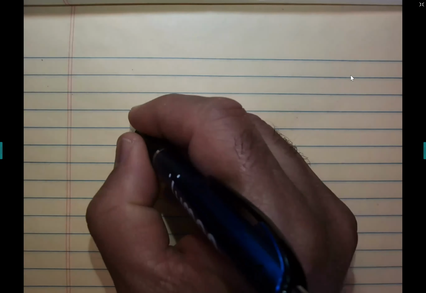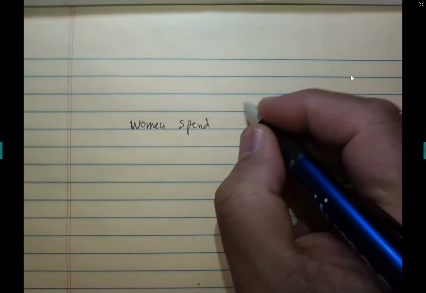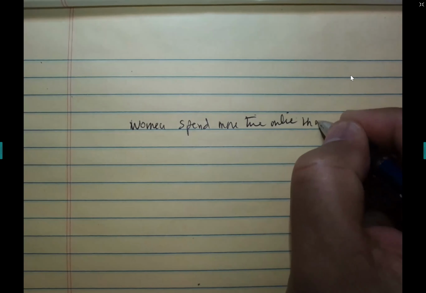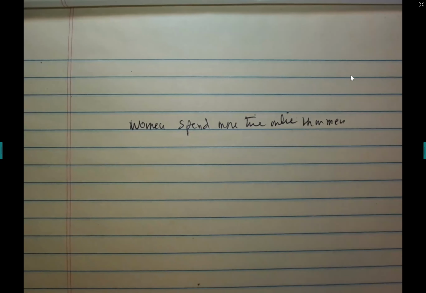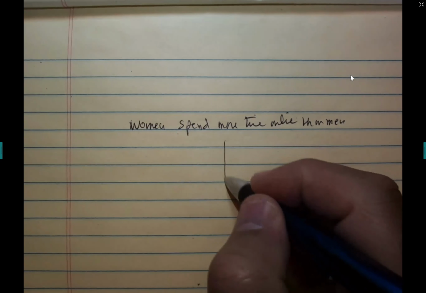Okay. So guys, let me give you an example of what we're gonna do in chapter 8. Let's say someone makes a claim that women spend more time online than men. Well, this is a claim. We need to verify whether this is an accurate claim or not. So we split the individuals into two groups. We have a group of women.